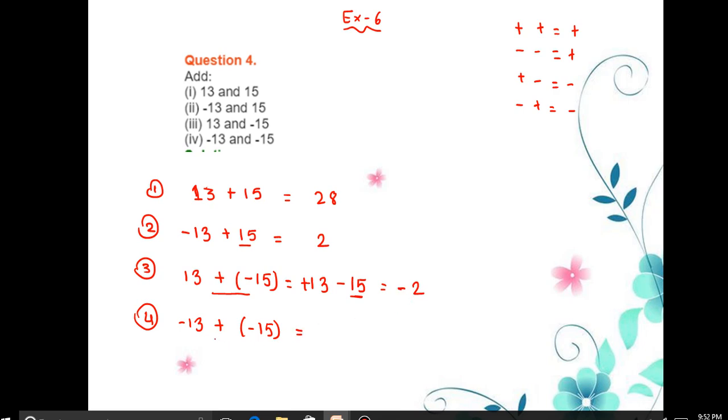Again, solve the last one. First of all, we'll simplify it. Minus 13 plus minus becomes minus, it will be 15. Now, minus minus becomes what? You can see here minus minus becomes plus. So do the addition, 13 plus 15, it will be 28. Give the sign of greater number, that is minus 28. I hope it is very clear to you people. You can solve the rest of the questions.